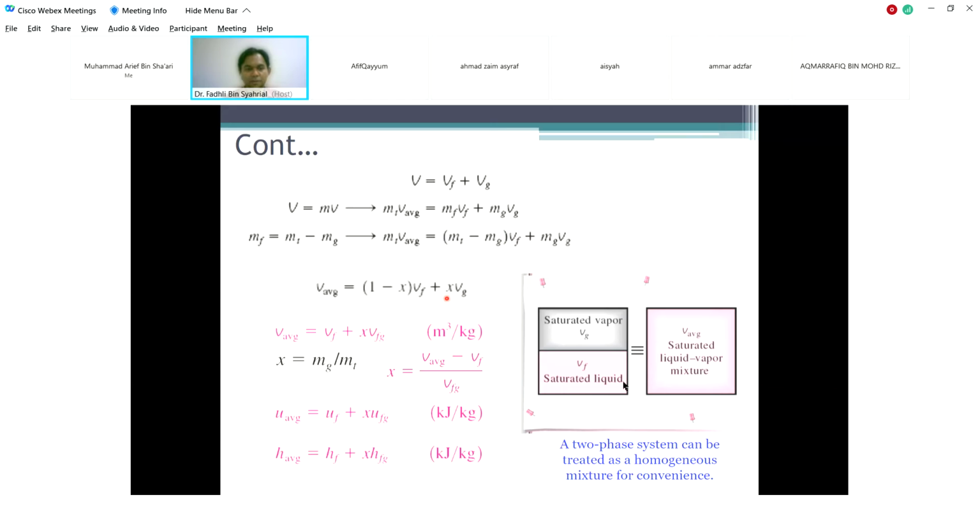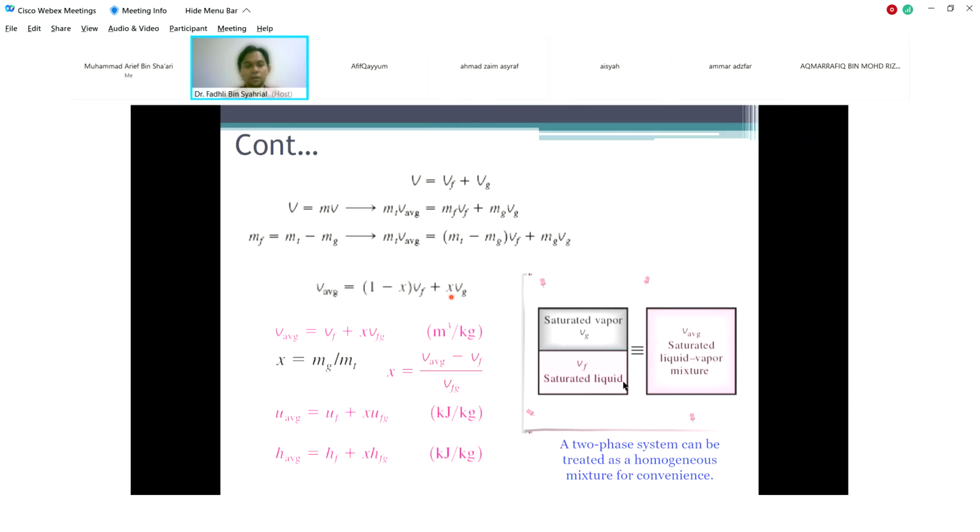Simplify meaning divide by mt. If we divide by mt, we get v average on the left side. For the right side, mt minus mg divided by mt gives 1 minus x. Here mt divided by mt gives 1, and mg divided by mt gives x, the quality.